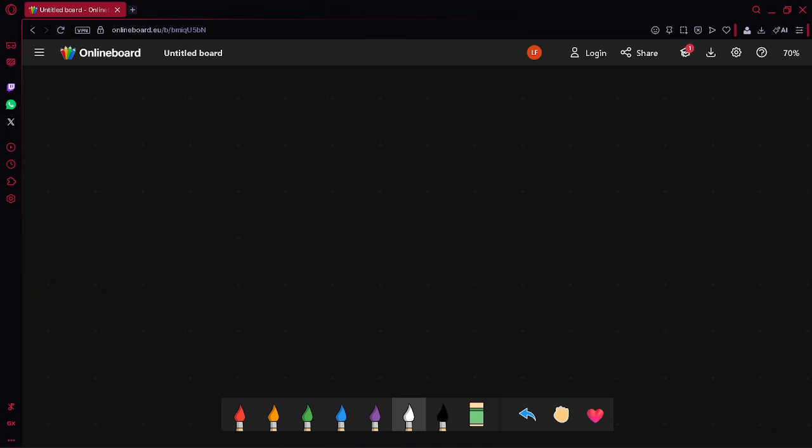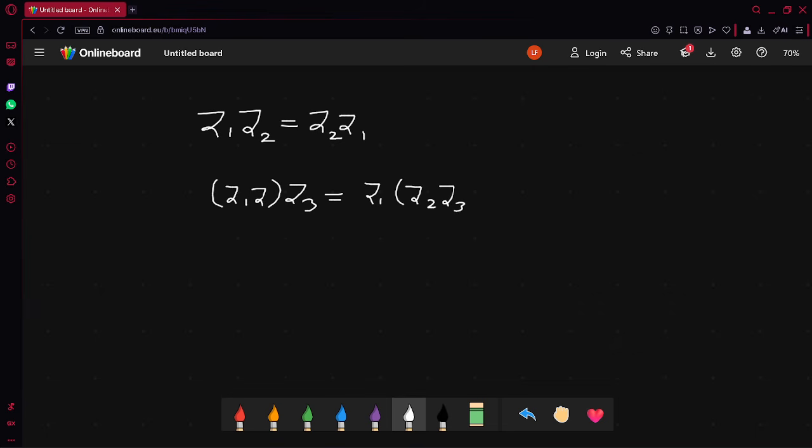Now we're going to be talking about associative and commutative laws of multiplication of complex numbers. So z1 times z2 is still equal to z2 times z1. So it doesn't matter in which order you multiply complex numbers. An associative law: z1 times z2, and then you multiply z3 later, is still equal to z1 times z2 times z3, where you multiply these first.